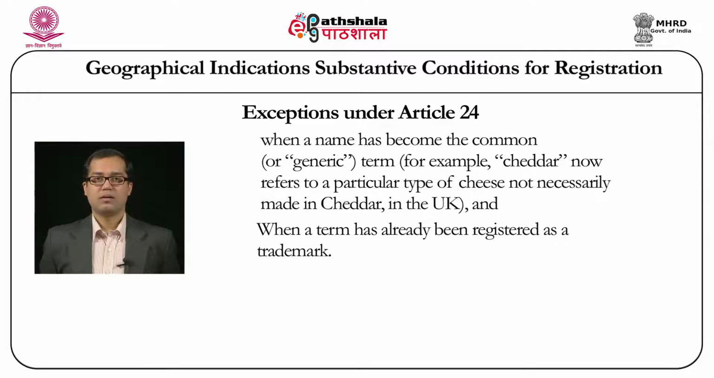Extending the higher level of protection beyond wines and spirits. Geographical indications for all products are currently covered by Article 22 of the TRIPS agreement. The issue here is whether to expand the higher level of protection currently given to wines and spirits to other products. A number of countries want to negotiate extending this higher level of protection to other products.